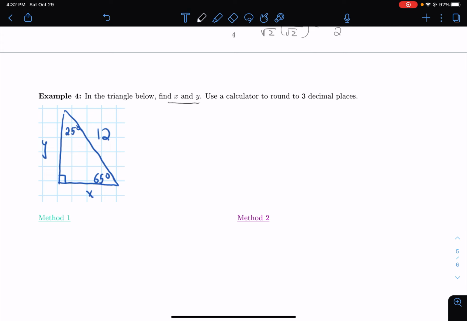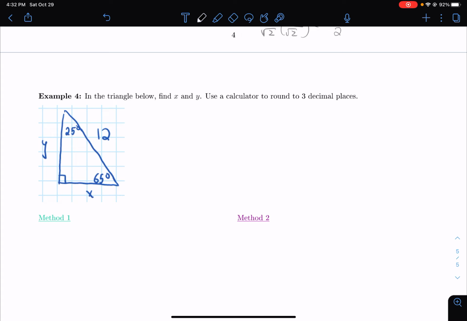And we'll need a calculator for this problem, so I'm giving you a heads up about that, to round your answer to 3 decimal places. Okay, so we have this right triangle here, and one of the angles is a 25-degree angle, one of them is a 65-degree angle, and we know one of the sides. We know this side is 12.